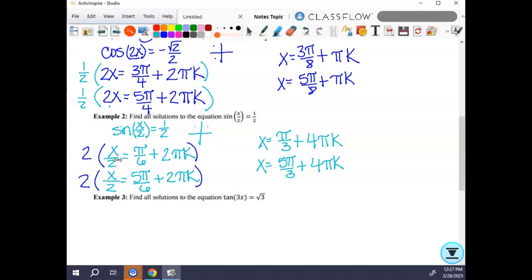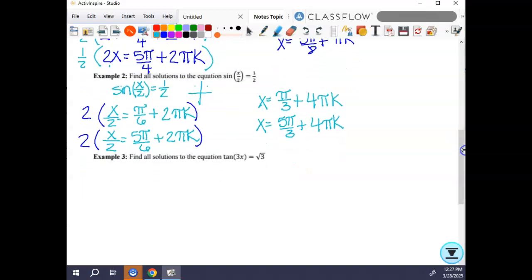Okay. Anything else? All right, and remember, the reason we are doing plus 2 pi k is because 2 pi is the period for sine and cosine, right? That'll give you however many rotations, another full rotation around. All right.